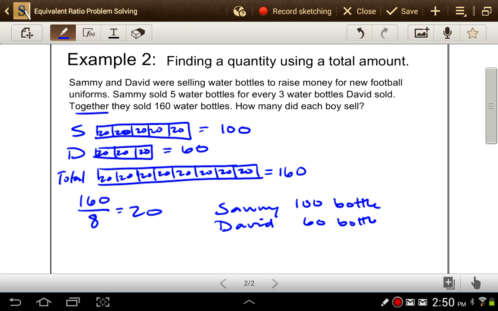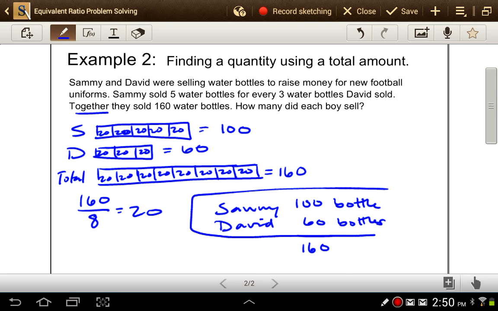Again, if you want to check your work, this one's what they have together, so add them together, and that's 160. So if you want to check, you could. If you need to pause, go ahead. Otherwise, I'm going to move on to my next slide.